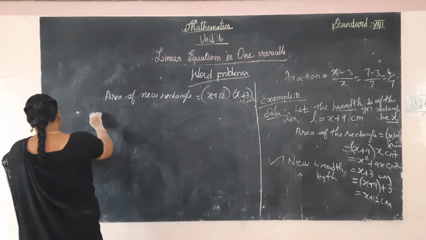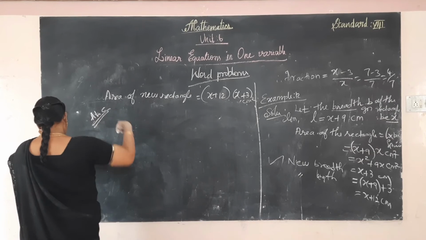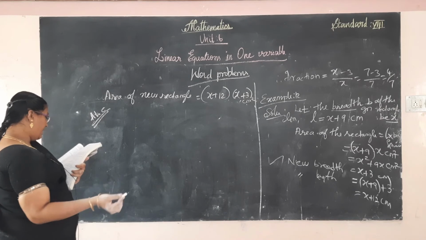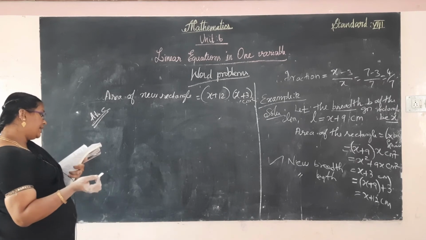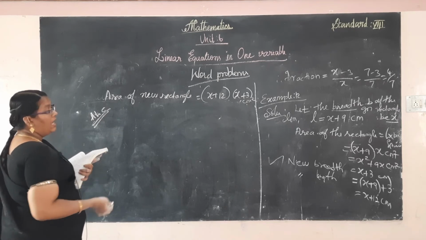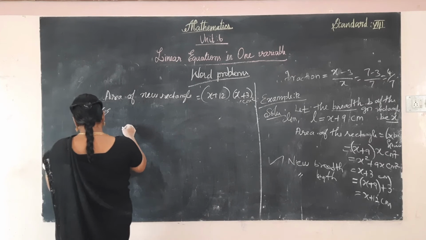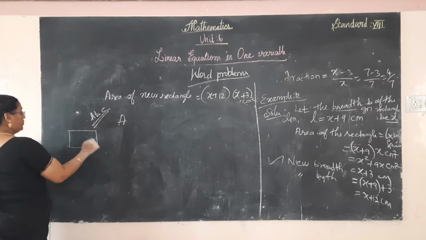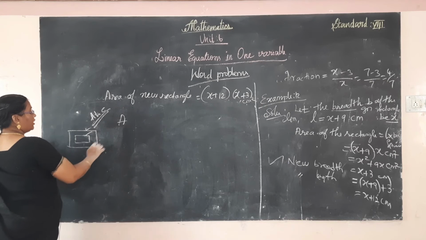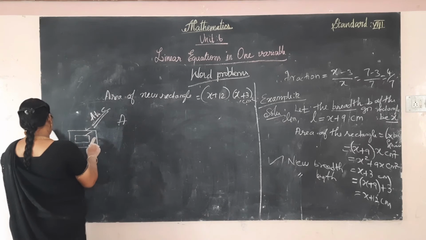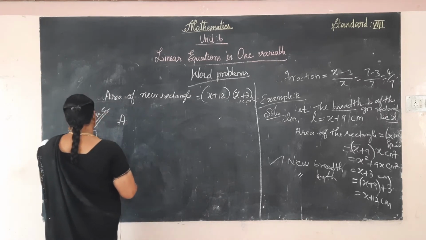According to the condition, what is the statement given? The area of the new rectangle becomes 84 centimeter more than the original rectangle. Find the length and breadth of the original rectangle. So this is the new rectangle, this is the original rectangle. Subtract this by this, equating to 84, and we get the answer. Find the length and breadth.